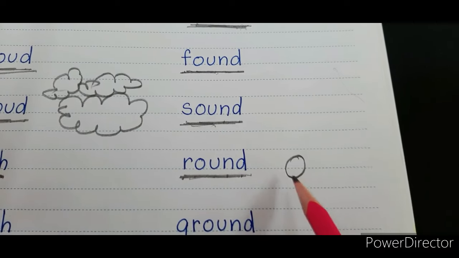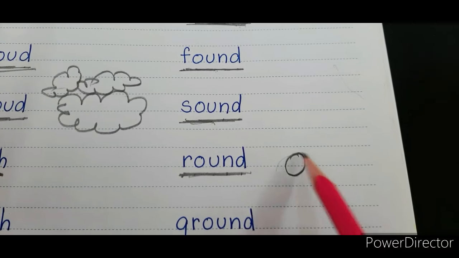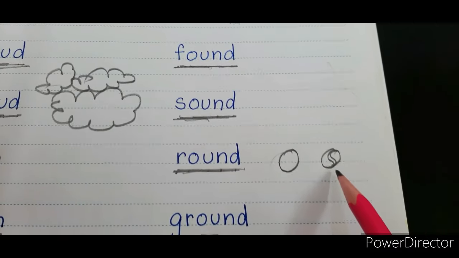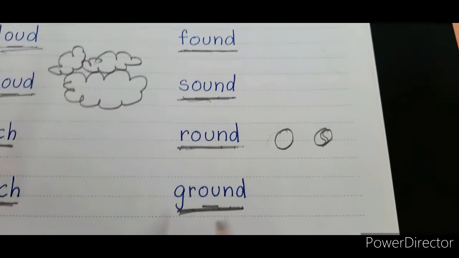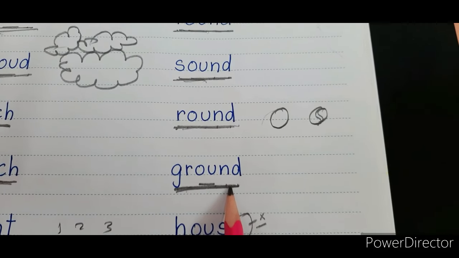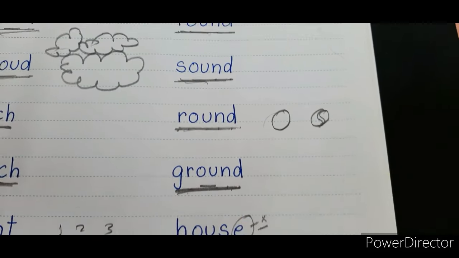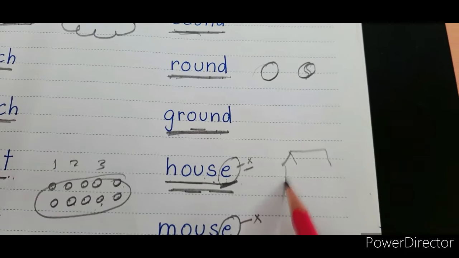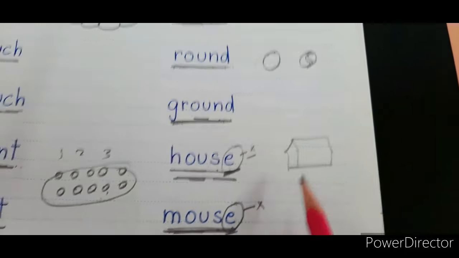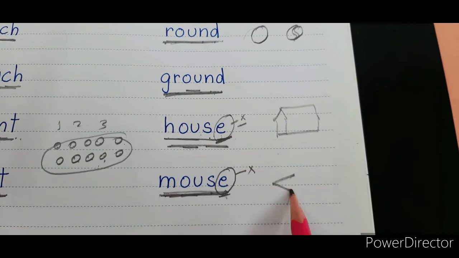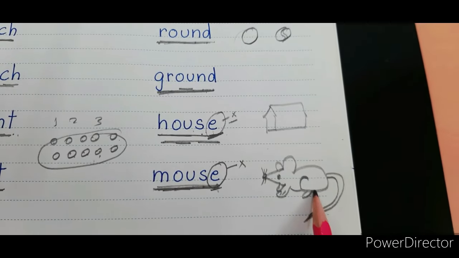Round, like this circle is round in shape. Round means goal. The ball is round in shape. Ground. Ground means zameen. We walk on the ground. House. House, you all know. We all live in a house. Mouse. Mouse means rat. Rat.